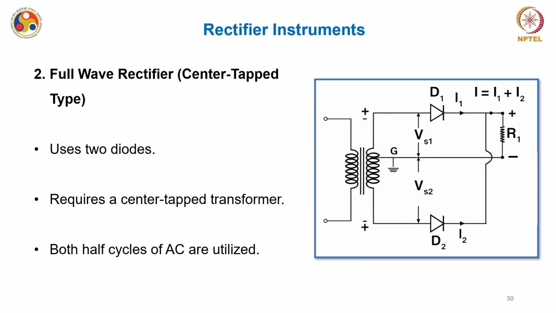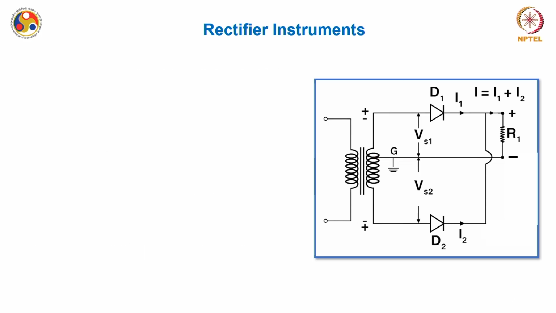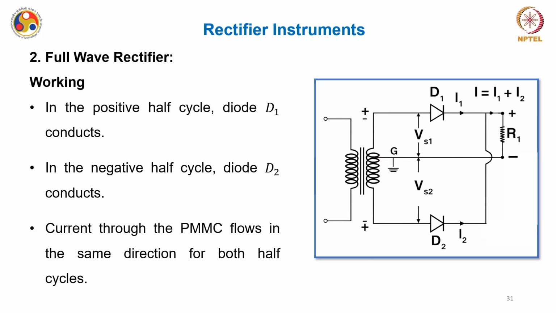Now the full wave rectifier, particularly the center tapped type, is shown over here. In place of one diode, it uses a 2 diode configuration, and this is centrally tapped, similar to the center tapped transformer that you have seen. So in this case, by just utilizing two different diodes, you can utilize both cycles of the AC. In the positive half cycle, diode D1 is conducting, and in the negative half cycle, diode D2 is conducting, and one thing is ensured: the current through the PMMC flows in the same direction for both half cycles.